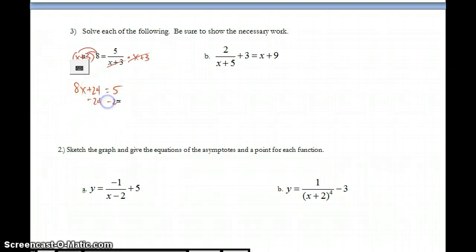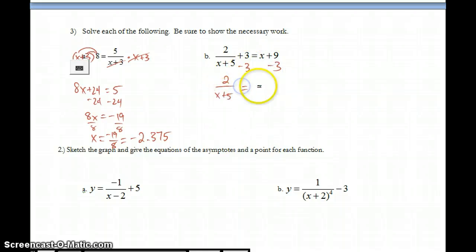Subtract 24. We have 8x equals negative 19. So x is equal to, if you divide by 8, negative 19 eighths, which is the same thing as negative 2 and 3 eighths, which is 0.375. Second question, we're looking to do the same thing with our fraction, but there's this plus 3 there. We want to move it first. That way we have just the fraction alone on one side of the equation.